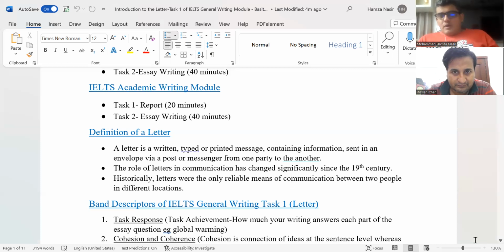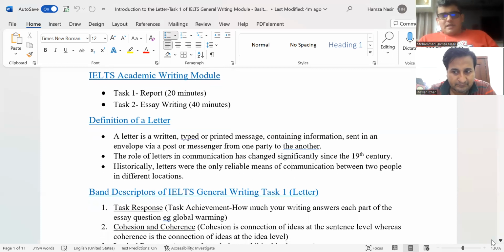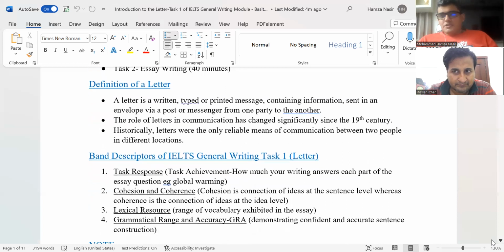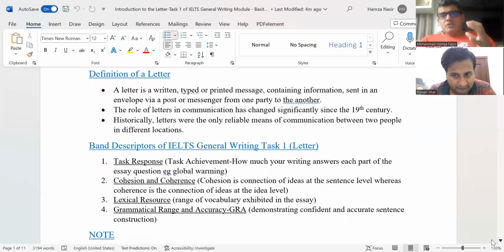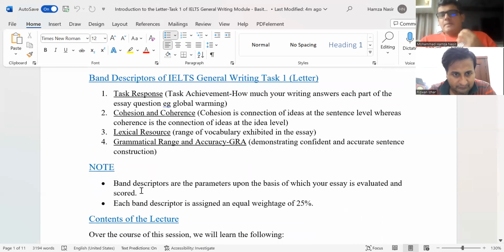Okay, so now, like I said before, whatever you do in IELTS, okay, be it the letter, be it the essay, be it something else, it will always be judged on certain criteria, okay? So we have band descriptors, okay? Band descriptors are the parameters upon the basis of which your essay is evaluated and scored. So when you write a letter, there are certain areas in which you're going to be judged, okay? If you do justice to those areas, the chances are high that you're going to get a very good score. But if you don't do justice to those areas, you're going to have marks deducted from you.